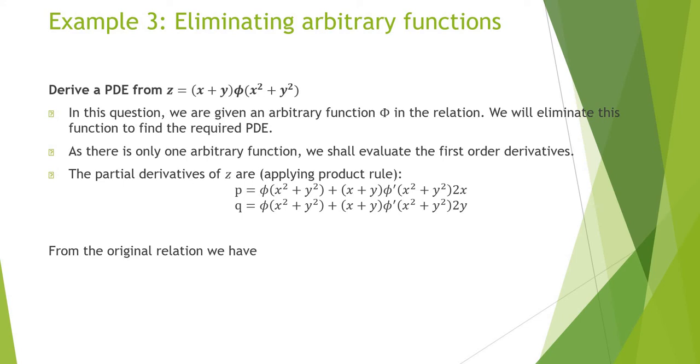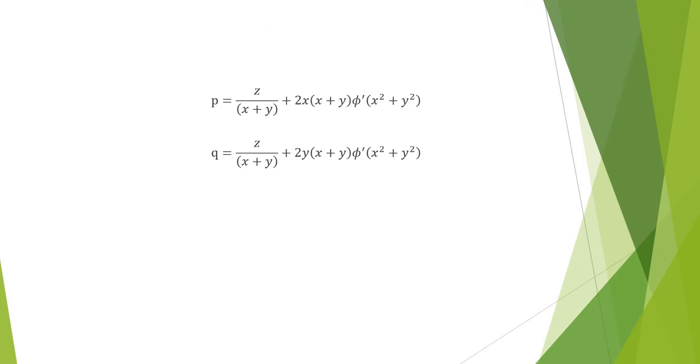Now looking at the original relation, we can write phi of x square plus y square equal to z divided by x plus y. Again, substitute for phi of x square plus y square in both the partial derivatives above. Then P equal to z by x plus y plus 2x times x plus y times phi dash of x square plus y square. Q equal to z by x plus y plus 2y times x plus y times phi dash of x square plus y square.